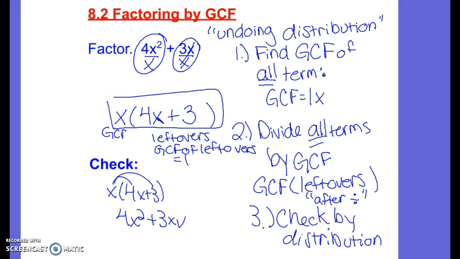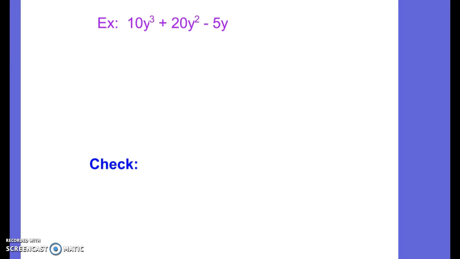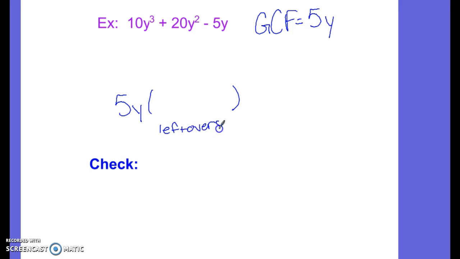Let's try another one. Factor 10y cubed plus 20y squared minus 5y. Let's first see what our GCF is. 10, 20, and negative 5, the GCF here is going to be 5, and they have 1y as their greatest. So again, I'm going to take my GCF 5y times my leftovers. I always do this first. I always write GCF times my leftovers so that I remember, and now I take it out.